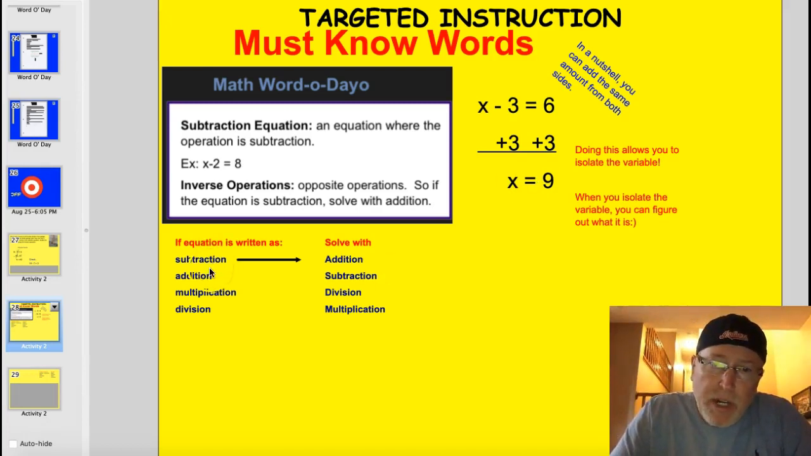So by using the inverse operation, we can isolate the variable. Last night we did addition. They were written with addition. We solved with subtraction. Tonight, they're written with subtraction. We're going to solve with addition. And you can probably guess what the next lessons are going to be. Okay, let's take a look at a couple of problems, and I'll have you try a couple of pause problems.